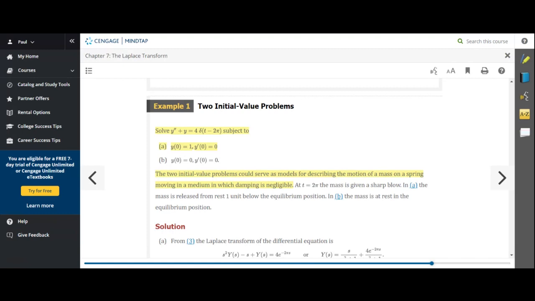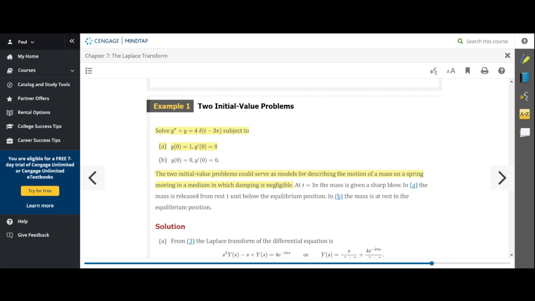Matthew also made a good point. In the differential equation there's no y prime term, and the damping coefficient multiplies the first derivative term, because damping increases with velocity. It's like sliding on a carpet: the carpet opposes you more the faster you slide. Excellent. Now at t equals 2 pi, the mass is given a sharp blow.